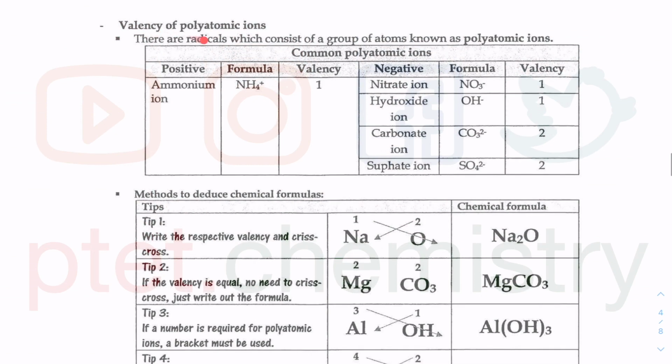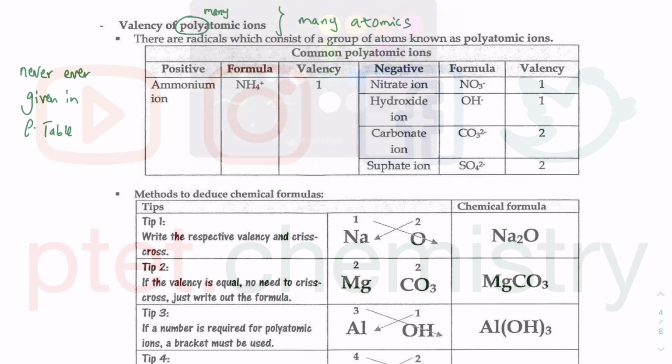Now we have the valency of polyatomic ions. Poly means many. Atomic means you have many atoms. This is problematic because these are never ever given in the periodic table. This so happens to be one of the many things that a lot of students will not be able to get, but they like to ask you in the exam. So make sure you can master it.